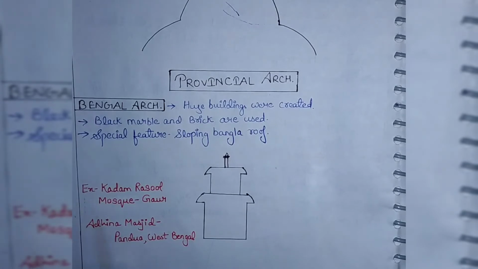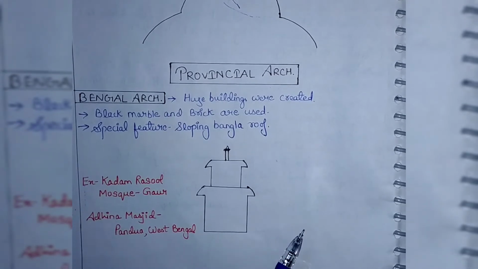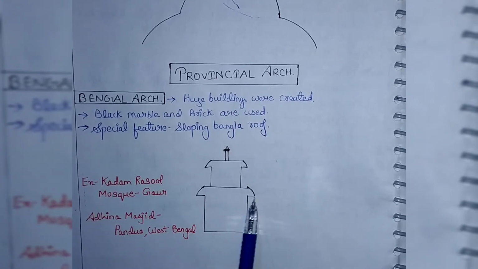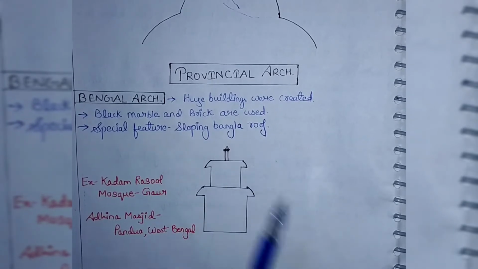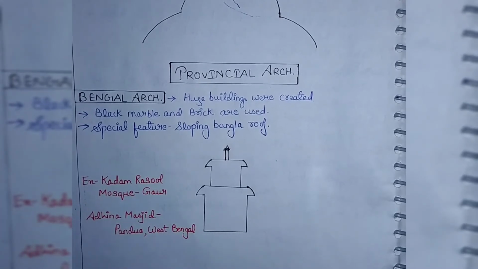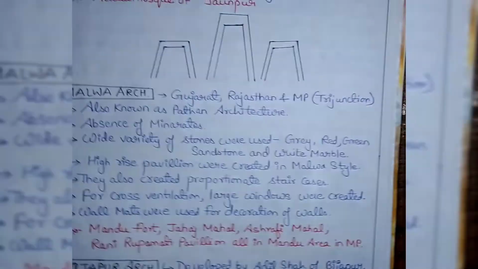One of the special features of Bengal architecture was the sloping bungalow roof. Like you can see here, the buildings have sloping roofs. With this structure also we are very much familiar because today also in our houses we can see such structures. Examples are Kadam Rasool Mosque, Gaur, and Adina Masjid, Pandua, West Bengal. So this was all about Bengal architecture.